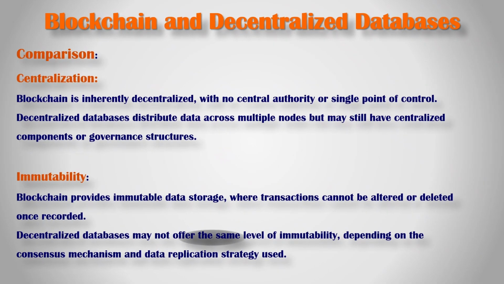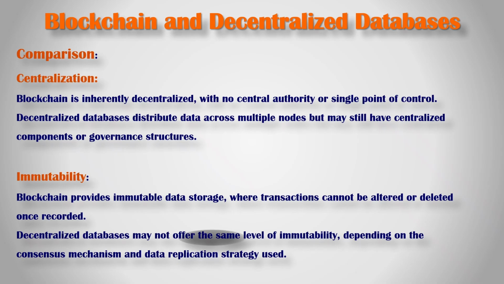Comparison. Centralization. Blockchain is inherently decentralized, with no central authority or single point of control. Decentralized databases distribute data across multiple nodes, but may still have centralized components or governance structures.